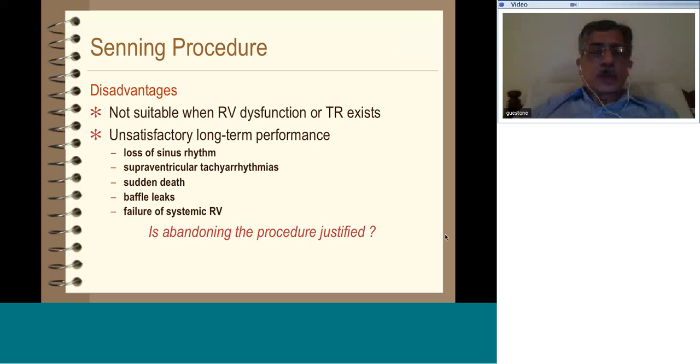And of course, now that we have 30 and 40 year follow-up of these patients, there is a significant proportion who have arrhythmias, mainly atrial arrhythmias, that is a loss of sinus rhythm, and it can be supraventricular tachyarrhythmias. Sudden death is known in patients with pre-existing rhythm disorders. Baffle leaks can occur, and these are technical issues, but most importantly, a number of patients do exhibit features of failure of the systemic right ventricle, because the right ventricle is not morphologically designed to function as a systemic ventricle over a long period of time.